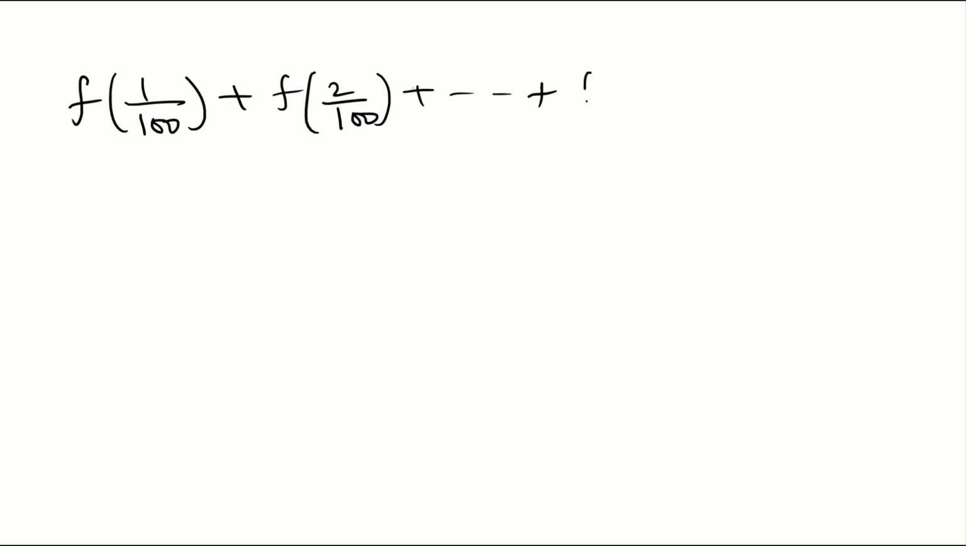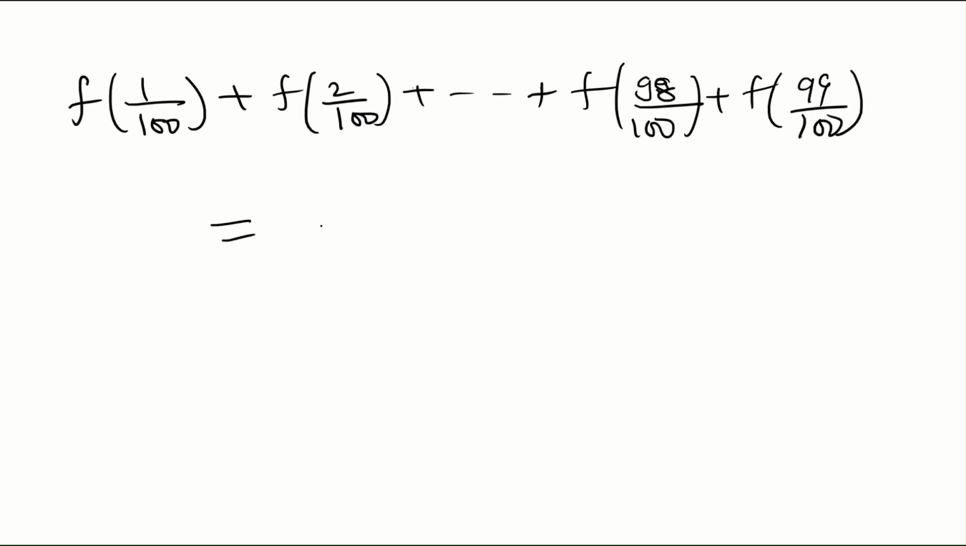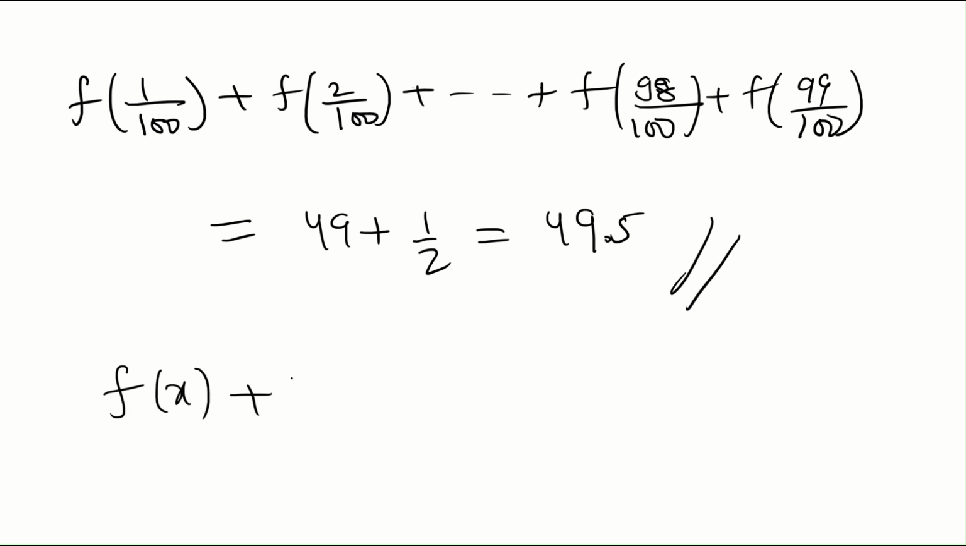So this is finally what we are getting, and a really interesting result that we have got here, that this whole expression f of 1 over 100 plus up to f of 99 over 100, this complete sum is coming out to be 49 plus half, that is 49.5. Right, so this was a very interesting problem, and the best part about this question was the result that we got, f of x plus f of 1 minus x. This was basically the foundational result that we have used to solve this particular problem.